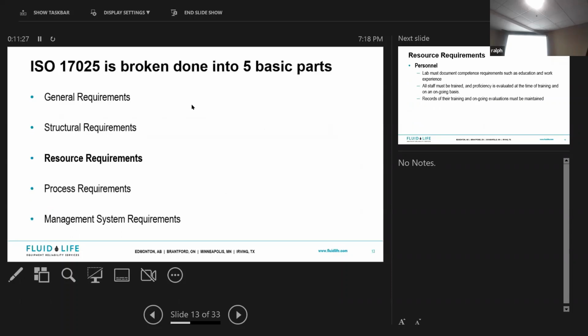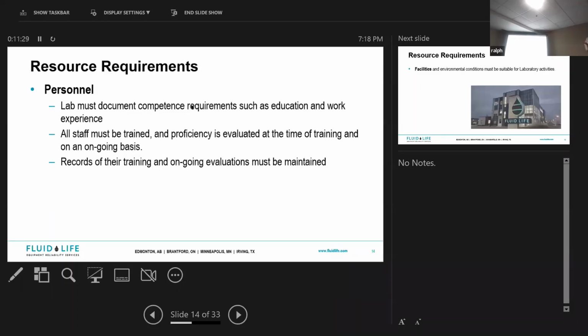So, resource requirements. This one's a little bit longer. Personnel: you must have competence requirements such as education and work. When you're hiring people, you're looking at their resumes and they must meet certain criteria. That criteria has to be outlined, so this is what you're looking for when you hire somebody. It could be the spectrum from a diploma to a degree to a master's degree, a PhD, whatever you decide. All staff must be trained and their proficiency must be evaluated on an ongoing basis.